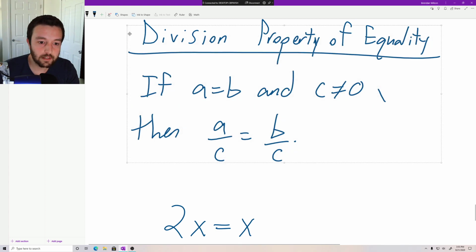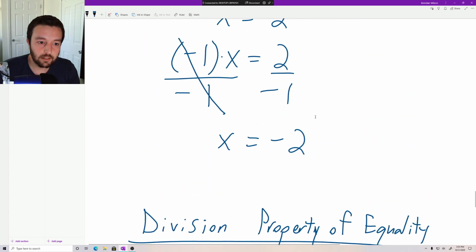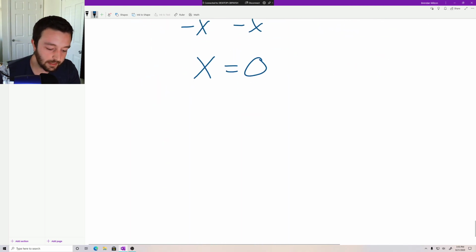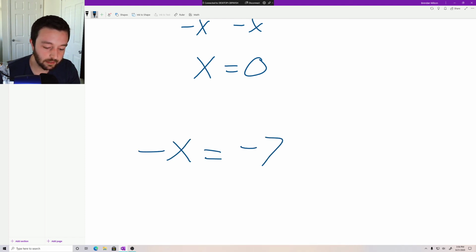So we're just kind of easing into this property with only dividing both sides by -1. Okay, so dividing both sides by -1 is a nice, easy trick we can do when we end up with negative x equals something like maybe -7. We don't want to know what negative x is, we want to know what x is. So an easy trick is to divide both sides by -1.